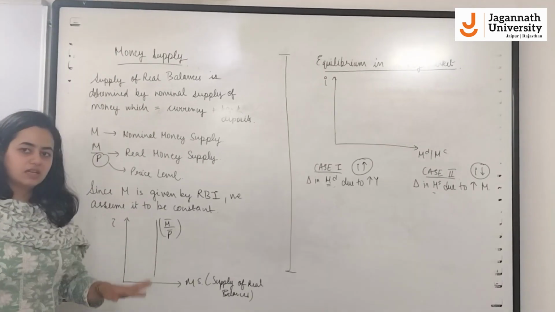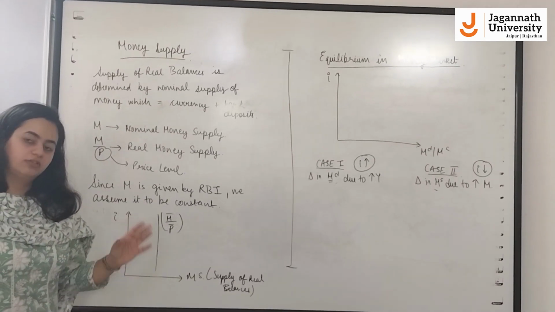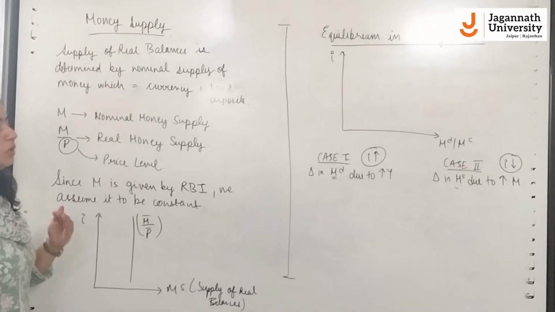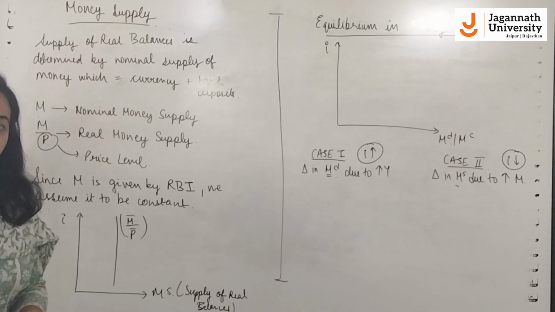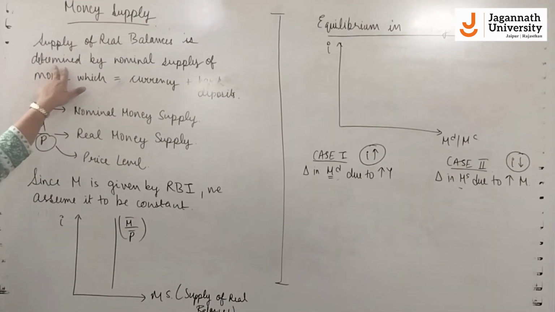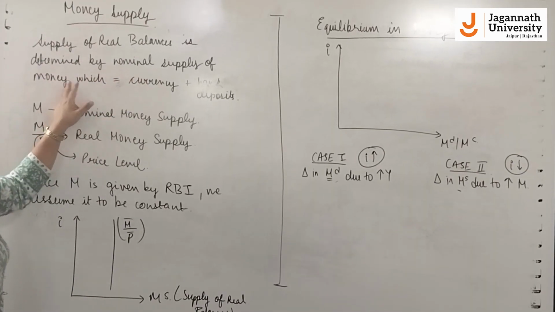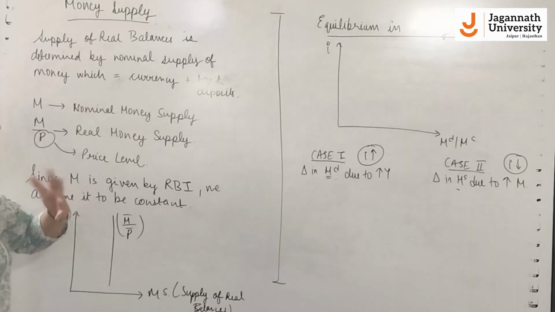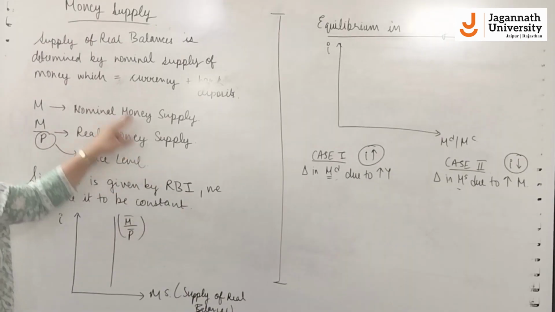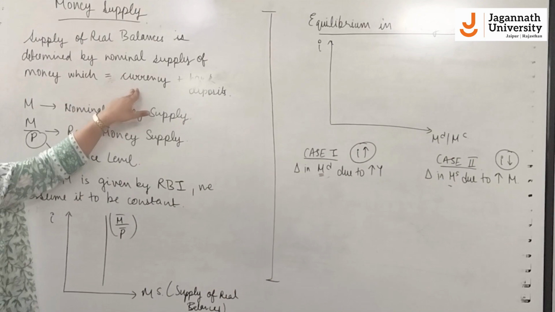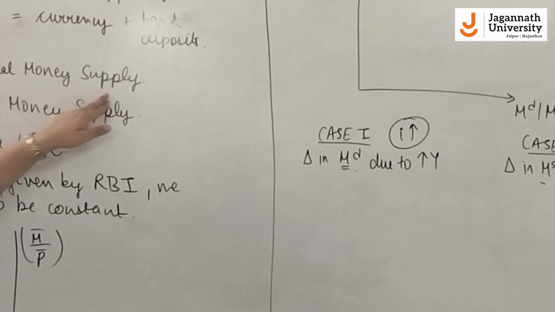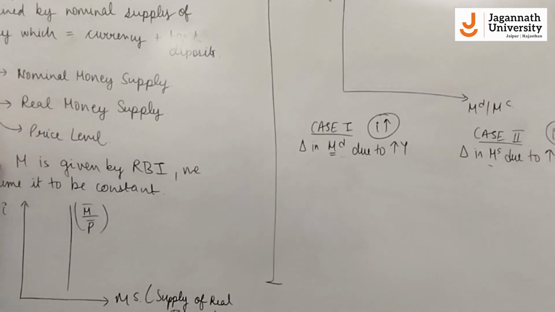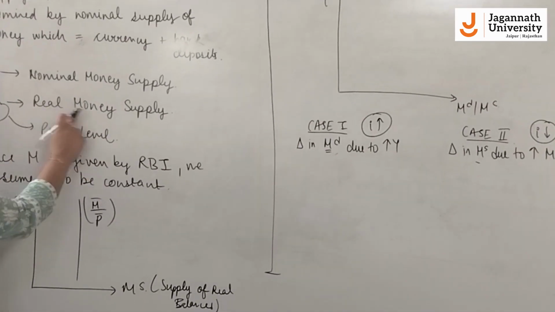After having discussed the money demand component of the money market, we now move to money supply. What is money supply, or supply of real balances? It is determined by the nominal money supply, which is given directly by the RBI. Nominal money supply is currency plus bank deposits. So M is the nominal money supply. If I divide it by P, which is the price level, I get real money supply.